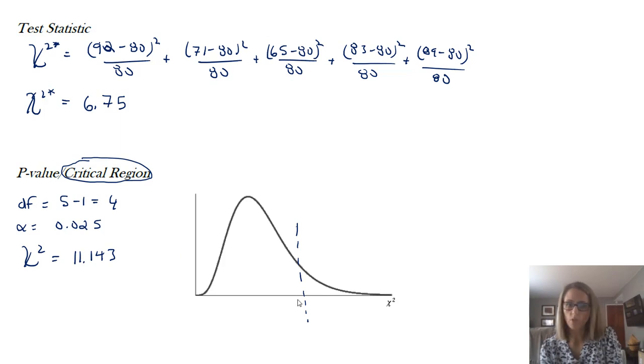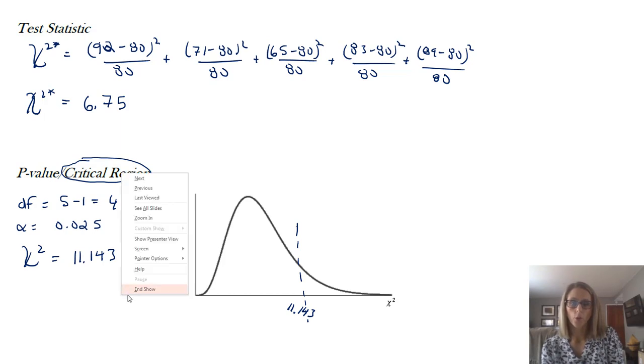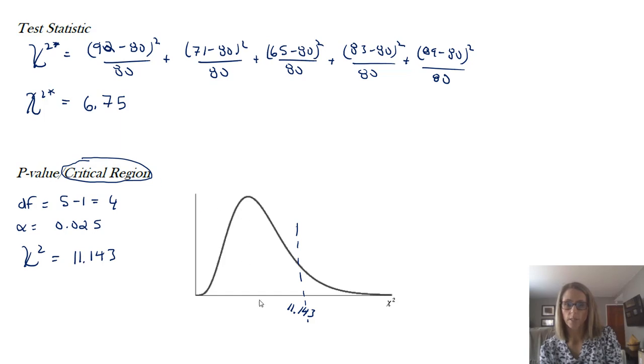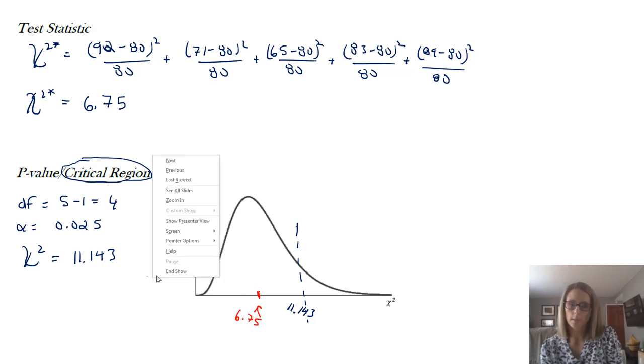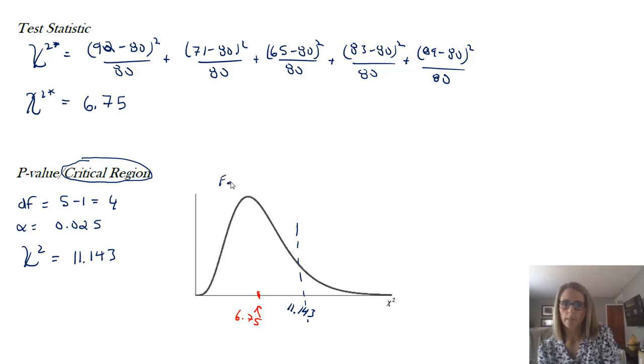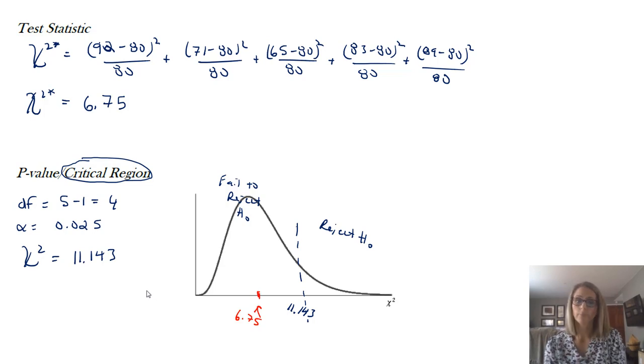11.143. So that's this value here, 11.143. And then you can see that our test statistic 6.75 sits to the left of that. It's somewhere here. It doesn't matter. I just know that it's on the left. And what that tells me is that over here is fail to reject. These are all the different possibilities for values where the numbers are fairly close together. And here is reject H naught over on that side, but that's not what we have.